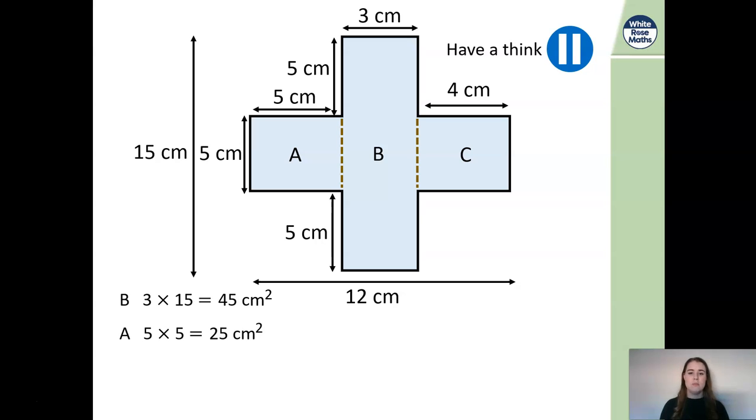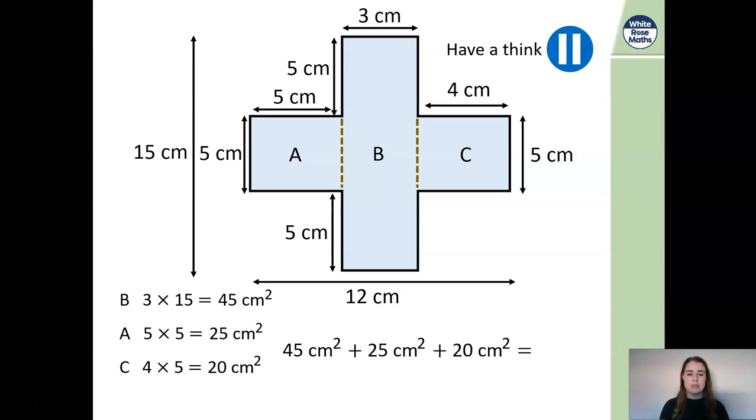Now that we have those additional measurements, we need to work out the measurement of C. We know that this length here is going to be the same as this one, therefore it's 5 centimetres. We already have our measurement of 4, so for our rectangle, we multiply 4 by 5, and that's going to give us 20. All we have to do now to work out the area of that compound shape is add them all together. Here is my number sentence. Added together, the answer gives us 90 centimetres squared.